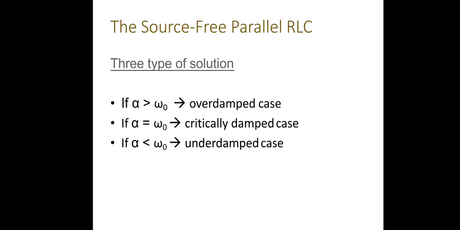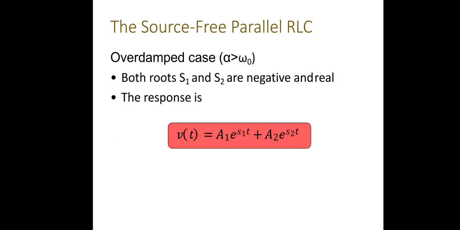This is the source free parallel RLC circuit. We have three types of solutions: alpha greater than omega naught, alpha equal to omega naught, and alpha less than omega naught. These are the three conditions we need to take. Again for the responses, in the over damped condition, alpha is greater than omega naught. Both roots S1 and S2 are negative and real. Therefore the response is V of t equal to A1 e power S1t plus A2 e power S2t, like this.